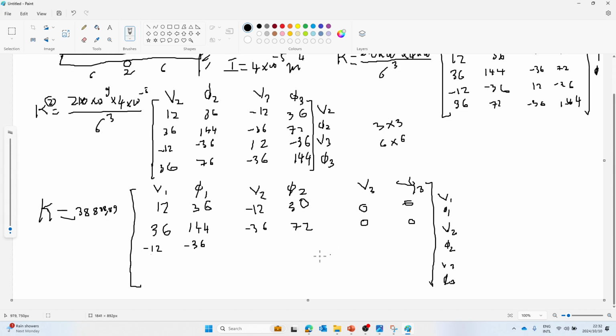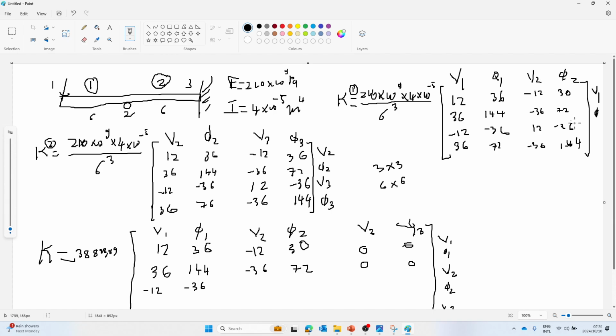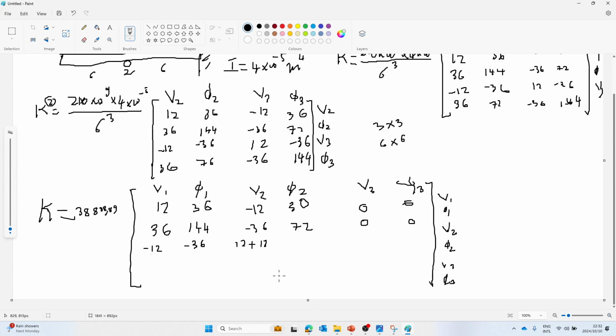Okay, this is what's happening, guys. We are on V2. On V2, we have these 12. We also have a V2 here, which is 12. So it's going to be 12 plus 12. I don't know if you see it. You add all the terms that are common on both sides. I don't know if it's making sense.